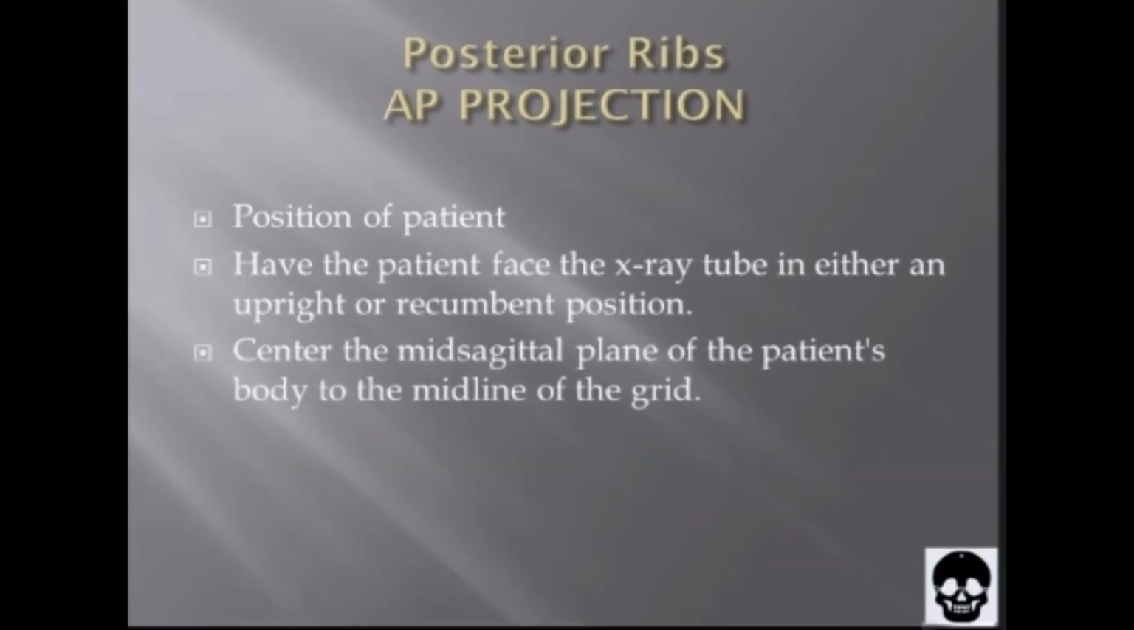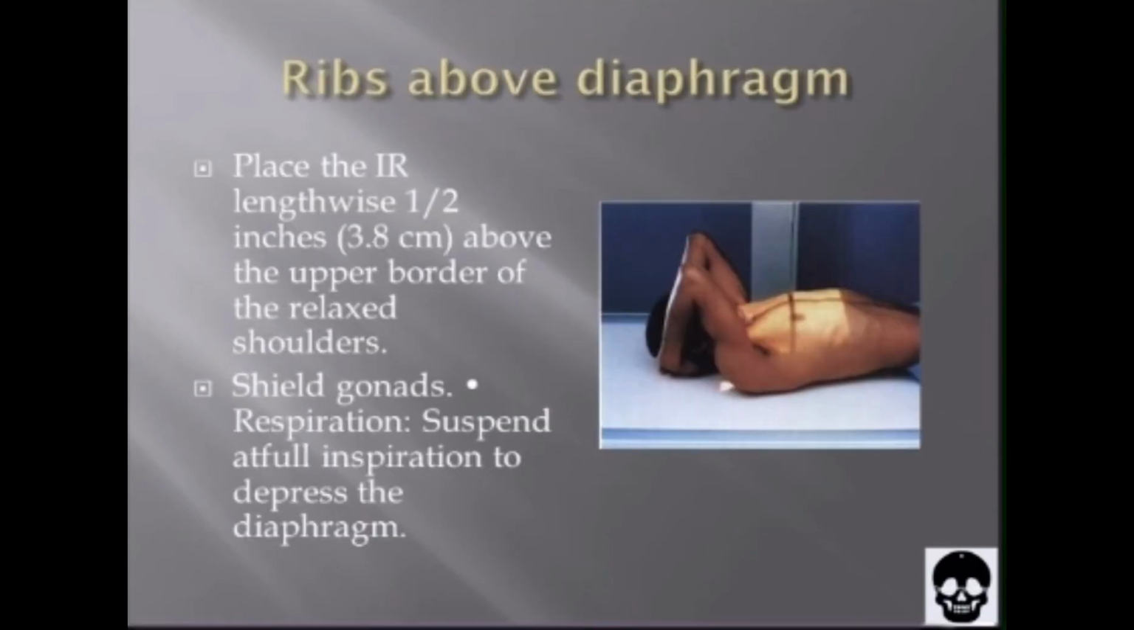Center the mid-sagittal plane of the patient's body to the midline of the grid. Ribs above diaphragm: place the IR lengthwise 1 1/2 inches or 3.8 centimeters above the upper border of the relaxed shoulder. Rest the patient's hand palm outward against the hip. This position moves the scapula off the ribs. Alternatively, extend the arm to a vertical position with the hands under the head. Adjust the patient's shoulders to lie in the same transverse plane and rotate them forward to draw the scapulae away from the rib cage.